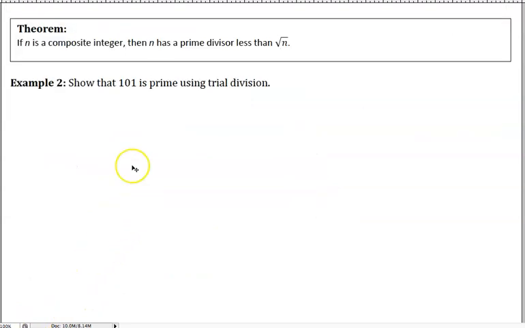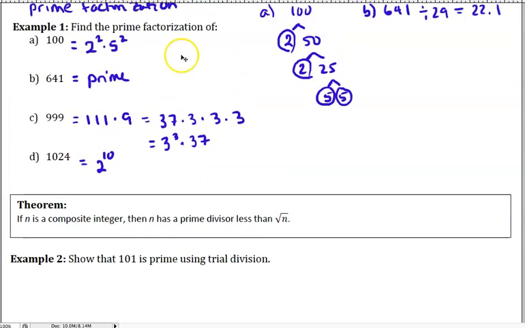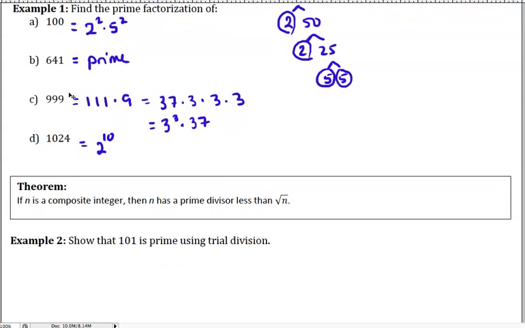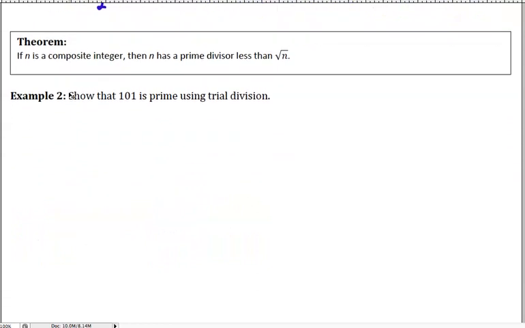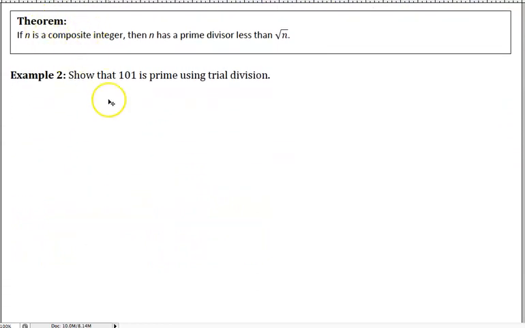All right. Okay, so let's talk about trial division and this theorem. If n is a composite integer, then n has a prime divisor less than the square root of n. When I was trying to figure out 641, I kept dividing by prime numbers, and after I got to a certain point, I stopped because I ran out of choices. So this is basically what this says: if n is a composite integer, then n is going to have a prime divisor less than the square root of n.